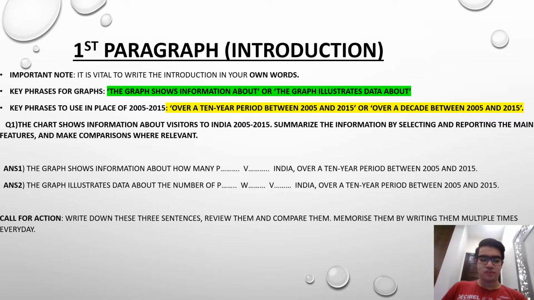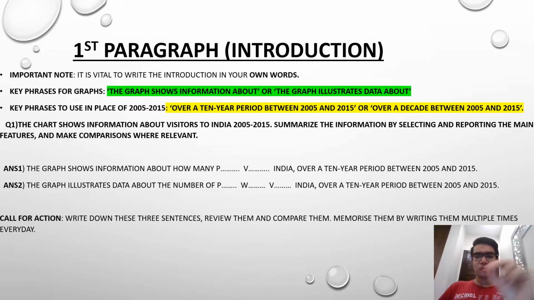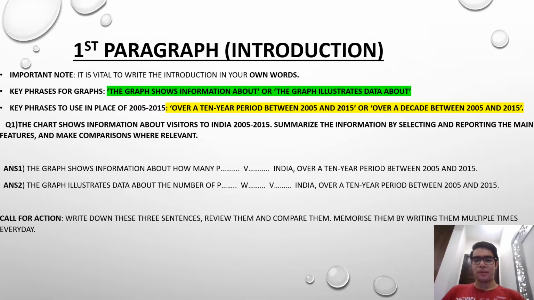So the first format could be that the graph shows information about how many people visited India over a 10-year period between 2005 and 2015. As I told you in the beginning, you should start with something like this: the graph shows information about how many people. So instead of visitors, we could use how many people visited India, and you should also mention the time period, which is over a 10-year period between 2005 and 2015. Okay.